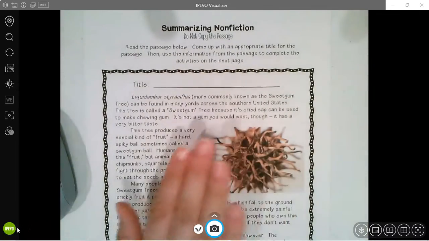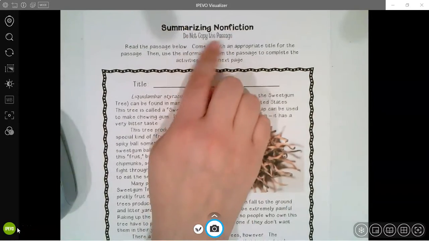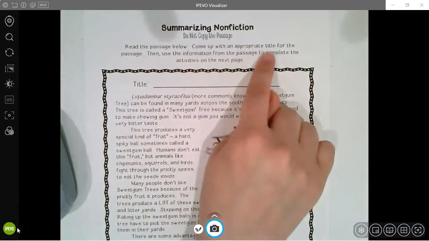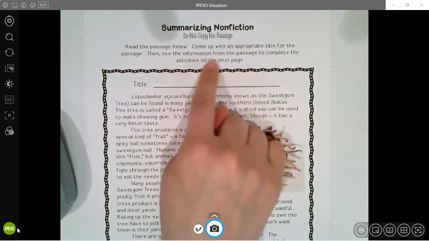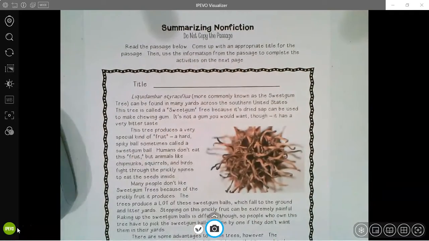Okay, so we are going to use the passage. This was left over from last Friday, so you should still have it. If you don't, that's okay. It says summarizing nonfiction. Do not copy the passage. It says read the passage below, come up with an appropriate title for the passage, then use the information from the passage to complete the activities on the next page. So guys, when we're coming up with a title, this is a really good practice on if you're understanding the passage and do you understand what it's talking about.